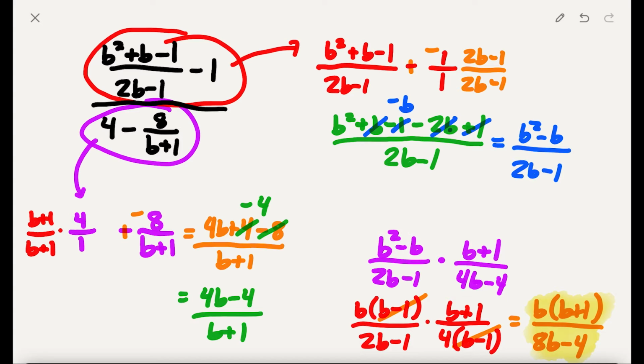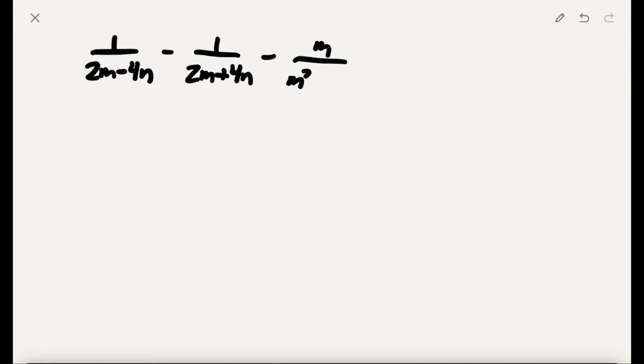Okay, on to the next one. All right, so this next one's going to be 1 over 2m minus 4n minus 1 over 2m plus 4n minus m over m squared minus 4n squared. Okay, a lot to break down here.